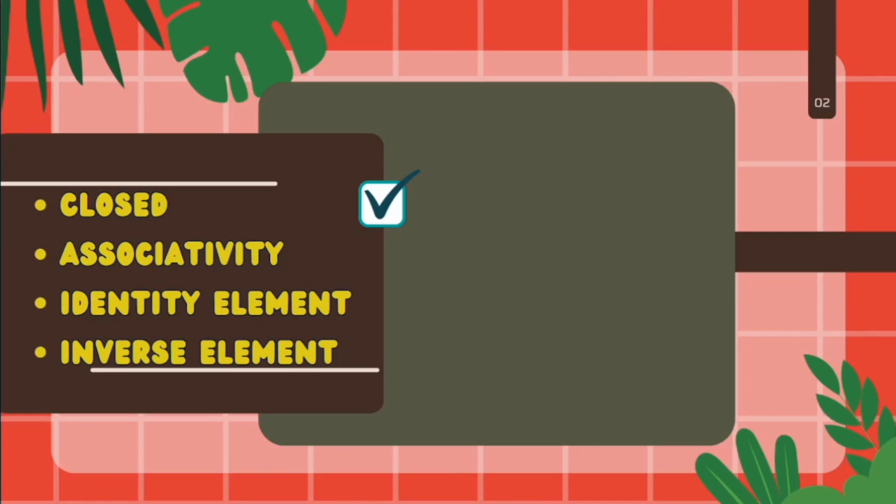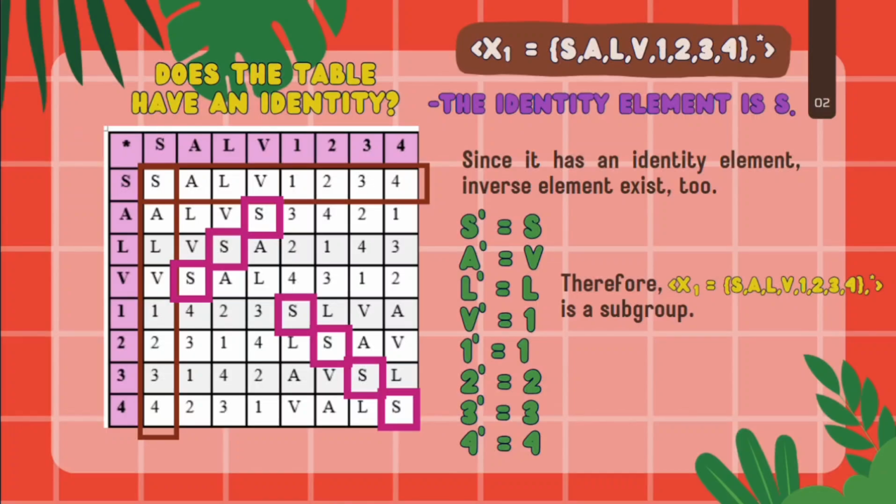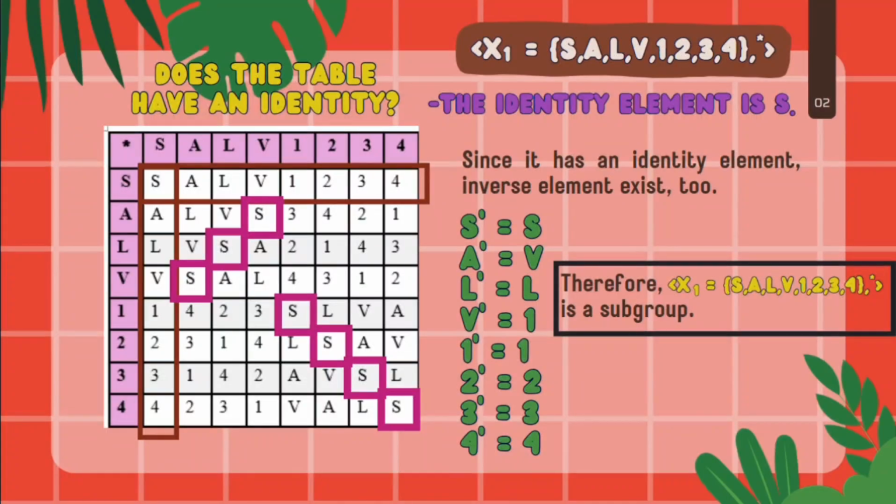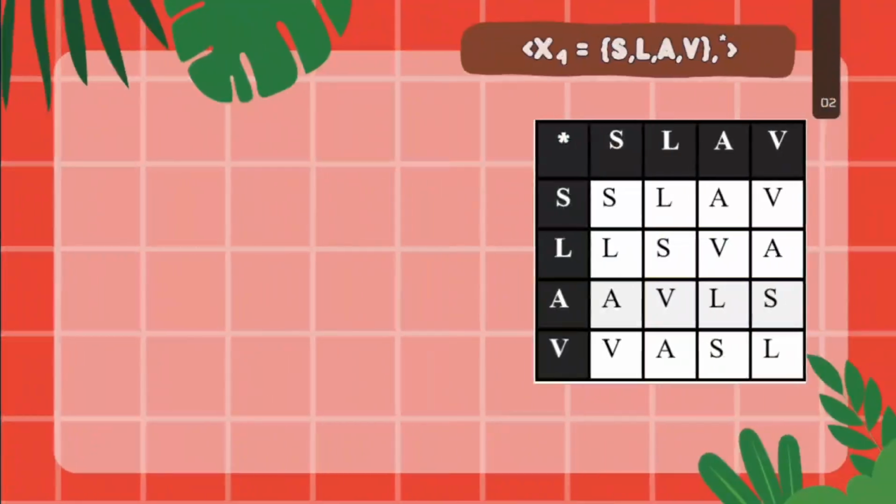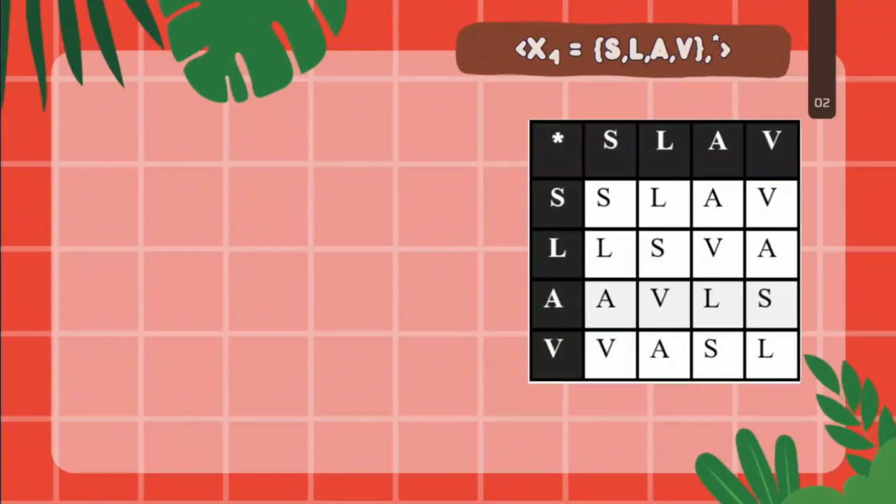So the x sub 1 is closed, associative, has an identity element, and has an inverse element. Therefore, x sub 1 is a subgroup. So just like what we did with x sub 1, we are going to explore if x sub 4 is a subgroup of our group table.